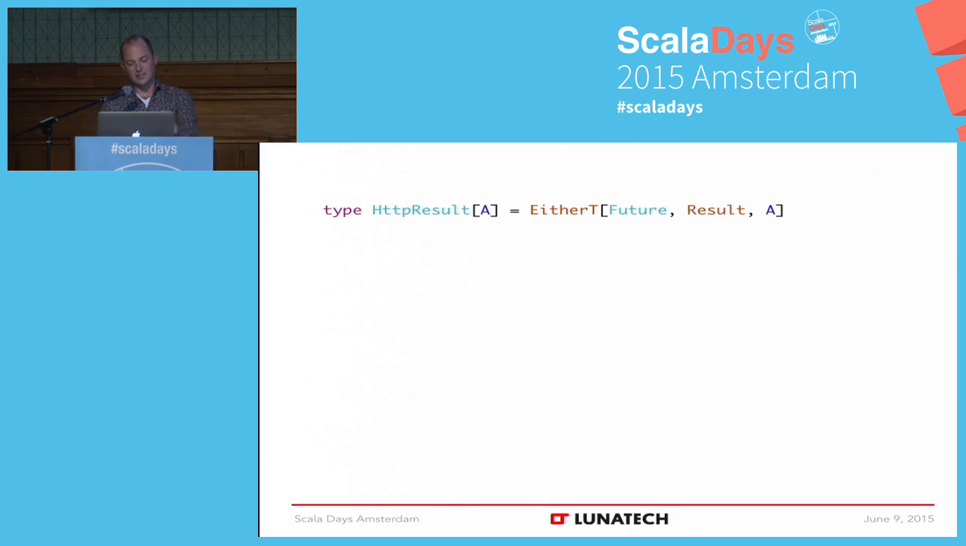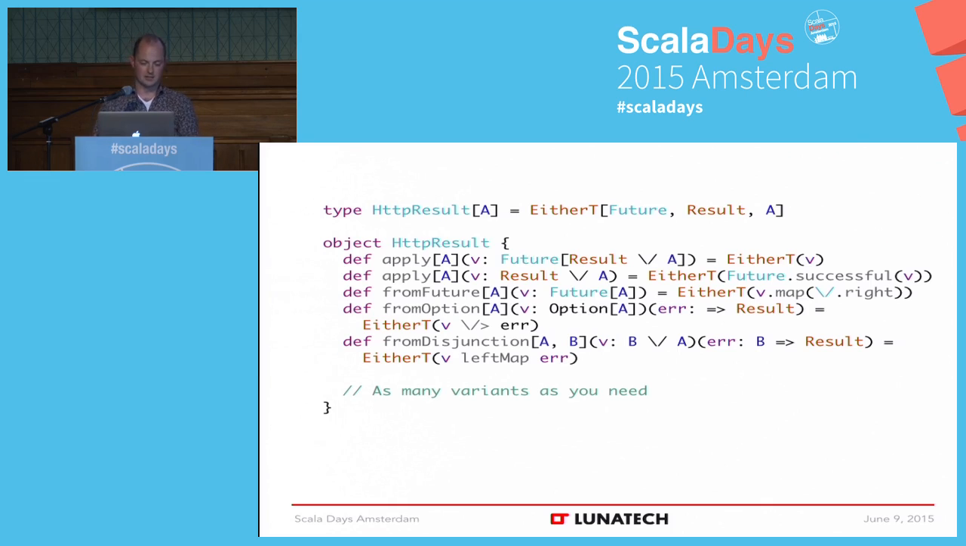And again, the most tricky thing, if we use this, is just getting all these kinds of values that we have in our Play application into this shape. So we can make an object that has the same name, HTTP result, with a whole bunch of methods to get stuff into this shape. The first one, apply, just takes a thing that's already the right shape, a future result or A, and just puts it in the either transformer.